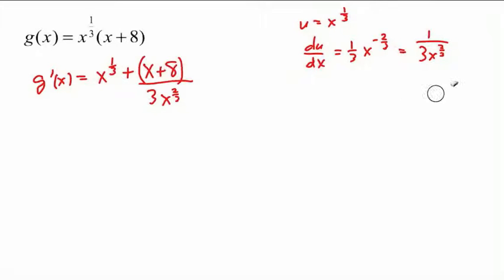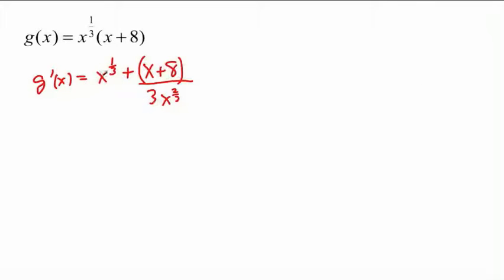All right, now I need a common denominator if I want to put these together. So what I'm going to do is multiply x to the 1/3 by 3x to the 2/3 over 3x to the 2/3. And then we're going to add that to x plus 8 over 3x to the 2/3.